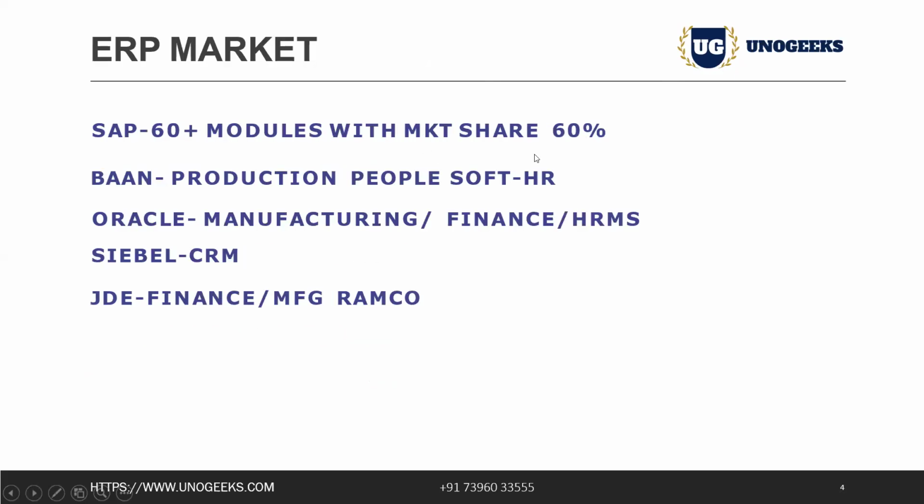Then we talked about the ERP market, how it looks like. SAP has around 60 plus modules with a market share of 60%. That means most of the time, companies go for SAP software. There are other softwares also available in the market. SAP provides an end-to-end solution. I'm not saying others don't provide, but SAP has been in the market for the past 50 years. They have a reputation. It's highly secured software.